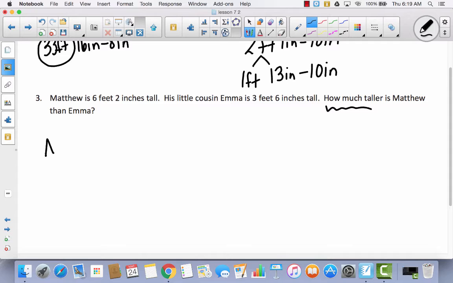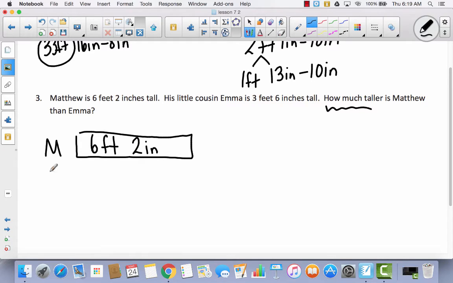I'm going to start with Matthew, who is 6 feet 2 inches tall. And I'm just going to freehand this tape diagram. So this is 6 feet 2 inches. And then Emma is his little cousin, so she's smaller than him. So I'm going to make her tape diagram smaller. And she's actually 3 feet 6 inches tall.